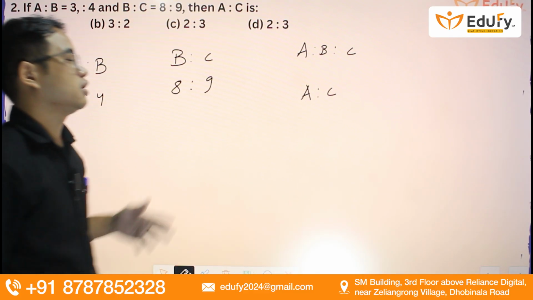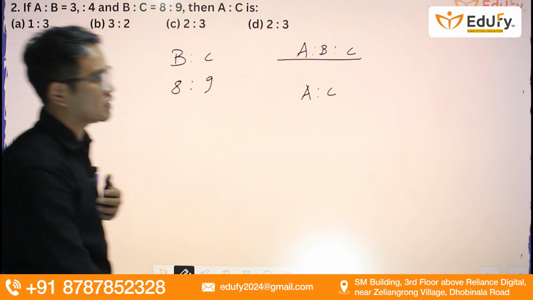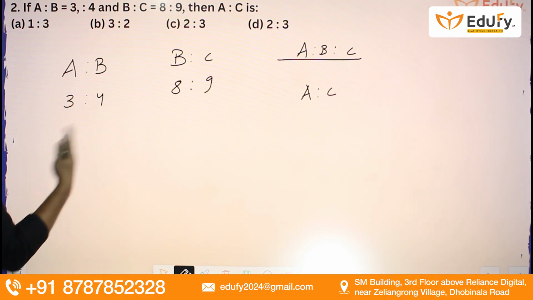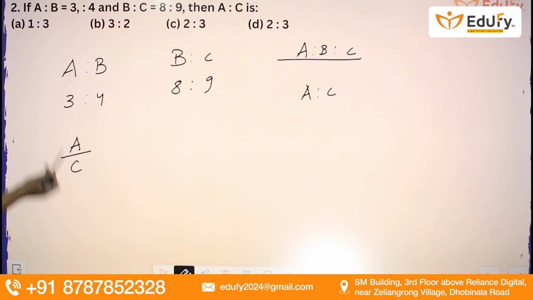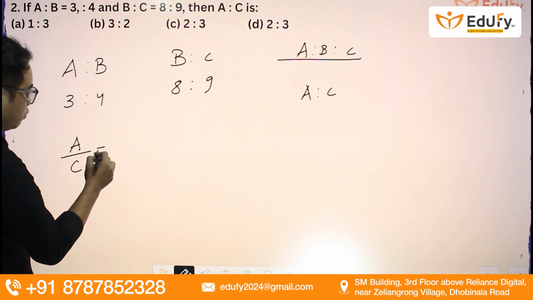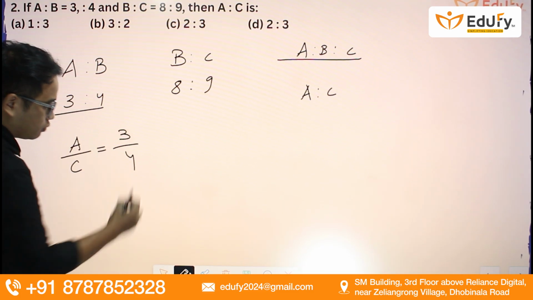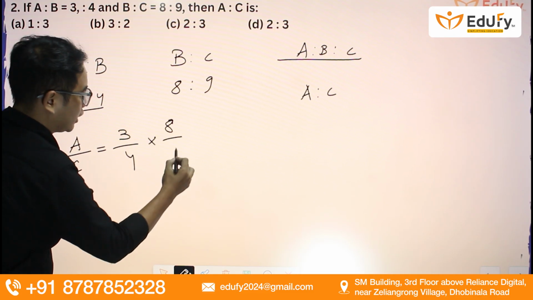Okay, so for this, I can solve it the way which I did in the previous question, like this, or I can just solve it for A and C. So the short way to do this is, I have been asked to find the ratio of A and C, which can be written in this form also. Now this one will be equal to the value of these two, which can be written as 3 by 4, multiplied by these two values, which is 8 by 9.